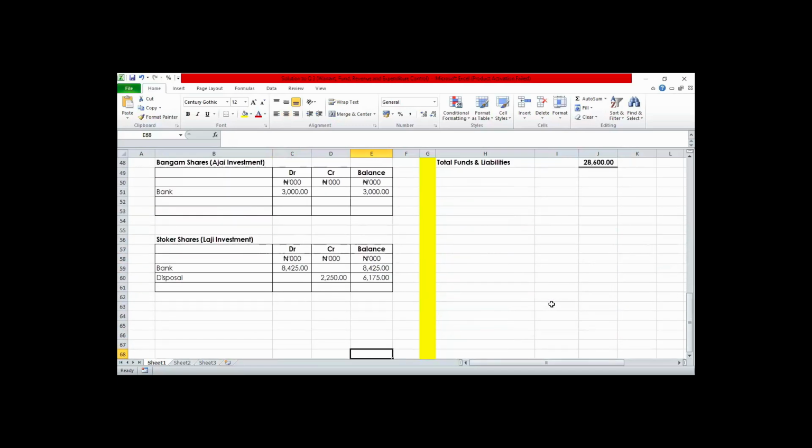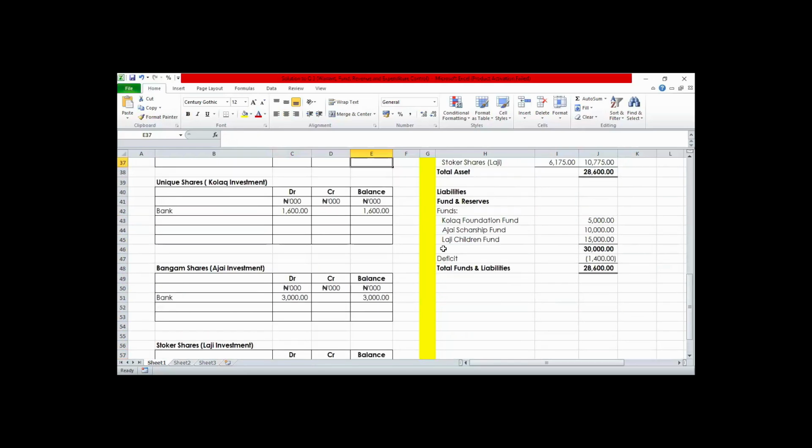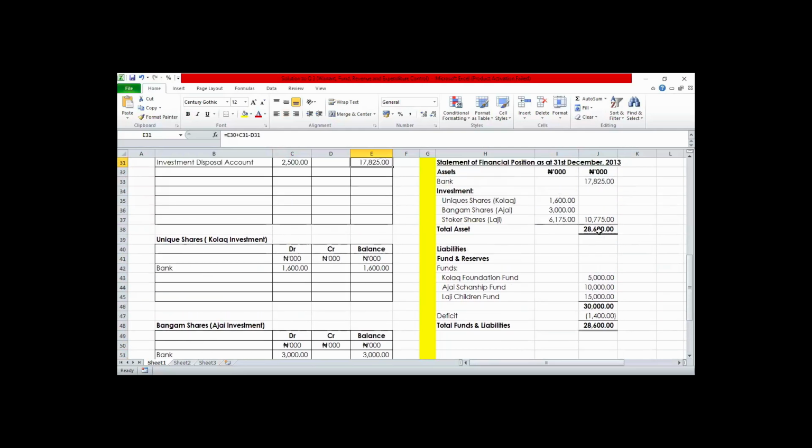After deducting the one they disposed, the balance of the investment at the end of the day, out of 8 million, they sold 2.25 million. Then they have a balance of 6,175,000. That is part of the investment. While other investments are the one of 1.6 million and the Bangashi, which is 3 million. The balance of Stoker is this. Adding it together, we have the total investment of 28,600.